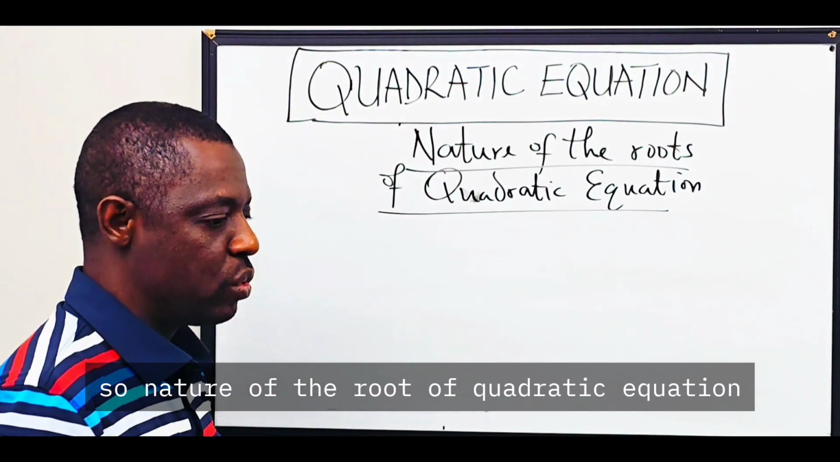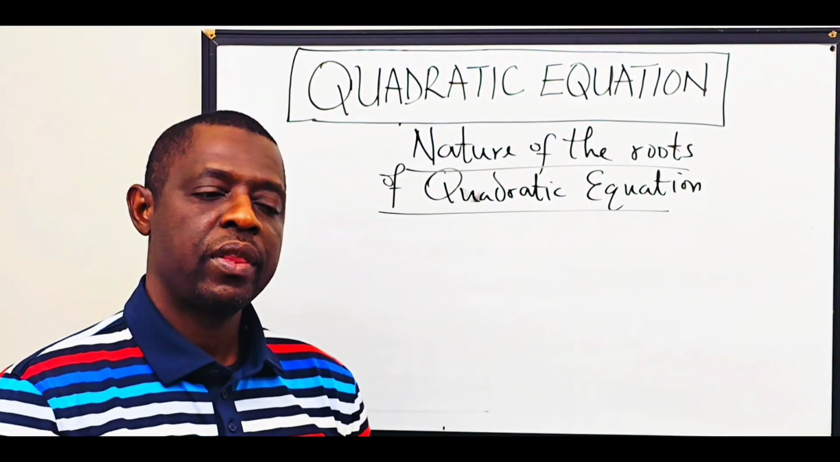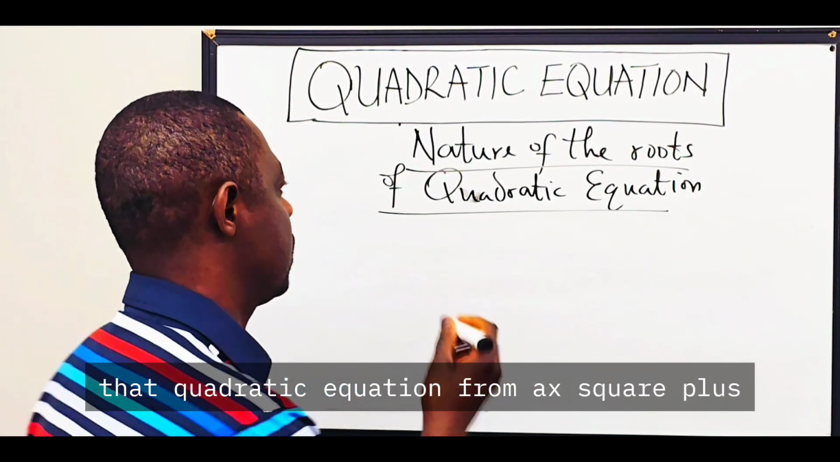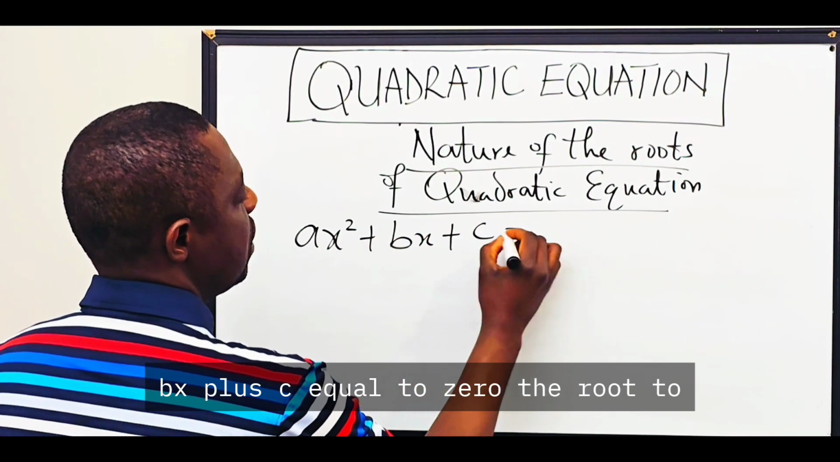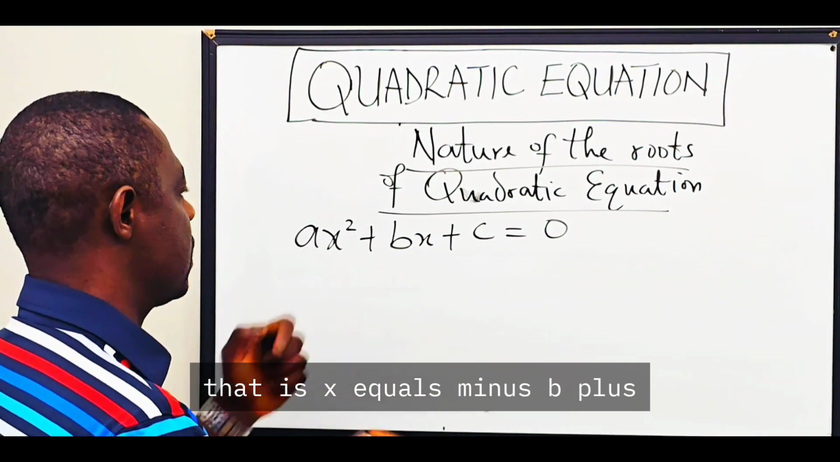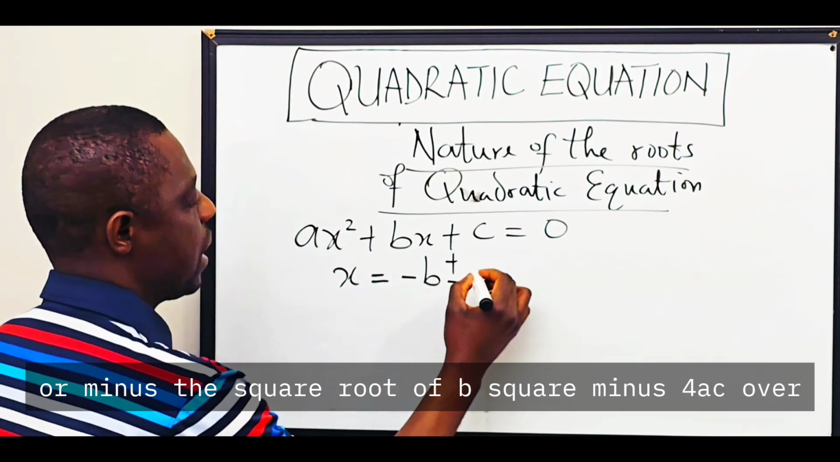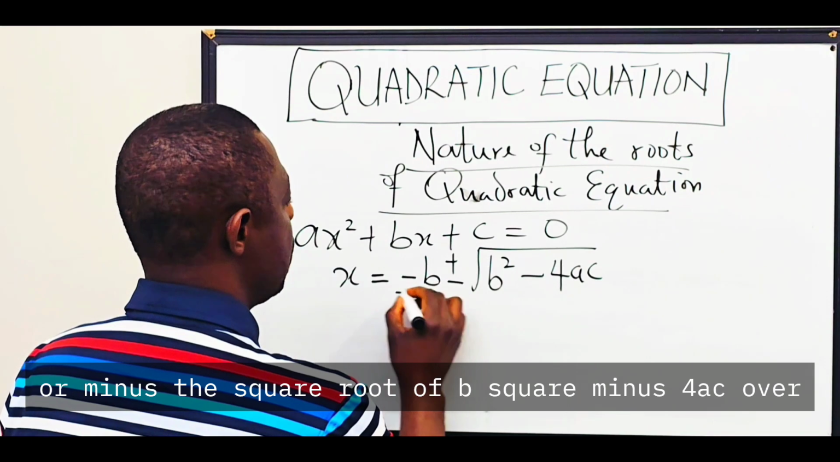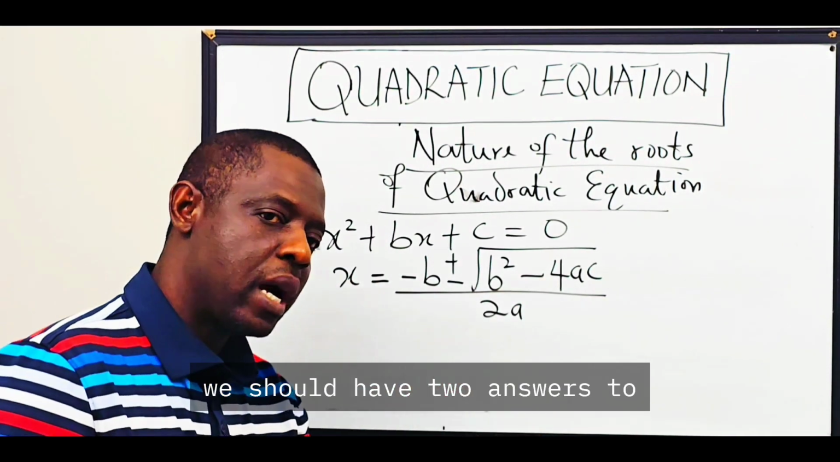So, the nature of the roots of a quadratic equation. For any quadratic equation ax squared plus bx plus c equals 0, the root to that quadratic equation is x equals minus b plus or minus the square root of b squared minus 4ac over 2a, in which we should have two answers to that.